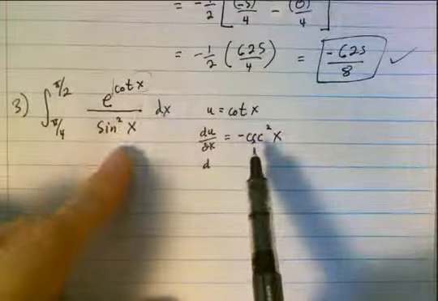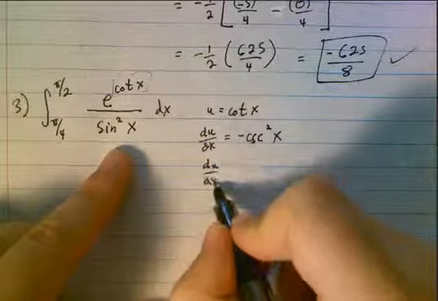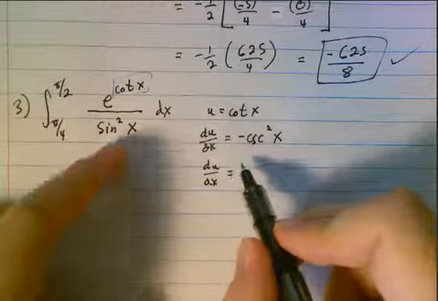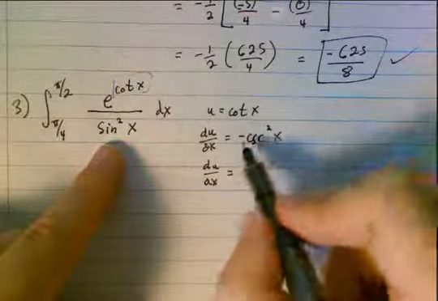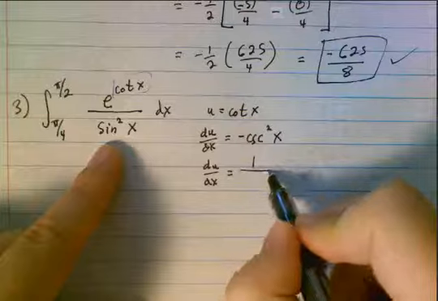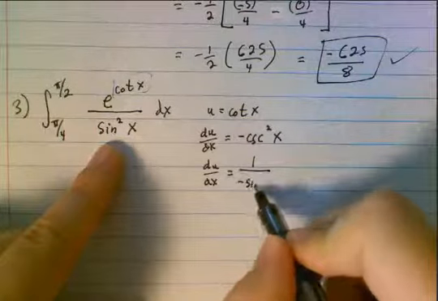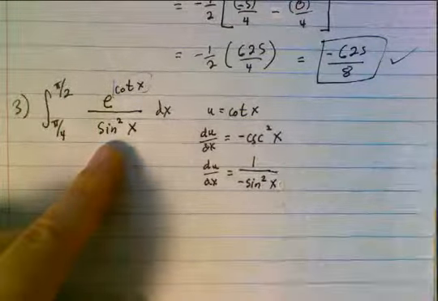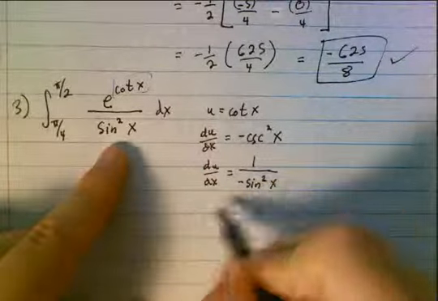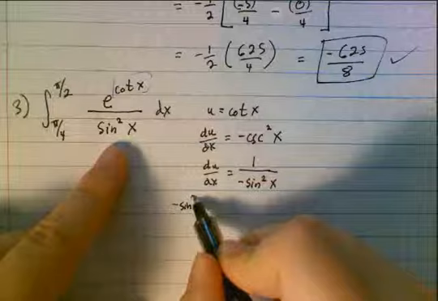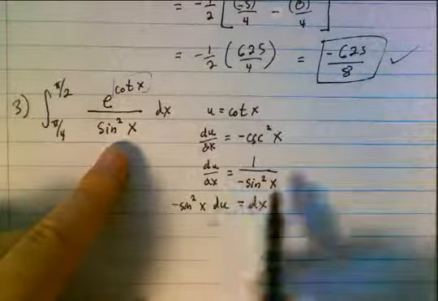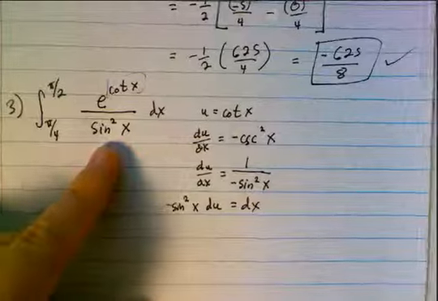look the same right now. One of the key things that we have to remember is that cosecant is the same thing as 1 over sine. So if we have negative cosecant squared x, that's the same thing as 1 over negative sine squared x. Now these are going to cancel out nicely. If I multiply both sides by negative sine squared x, multiply both sides by dx, I get that nice piece there.